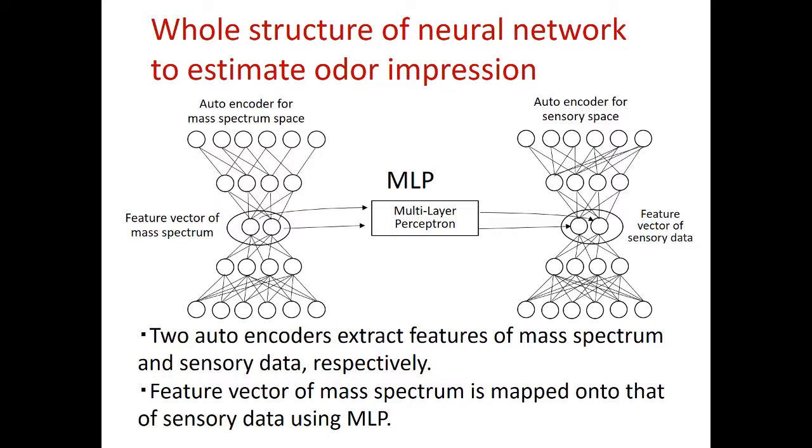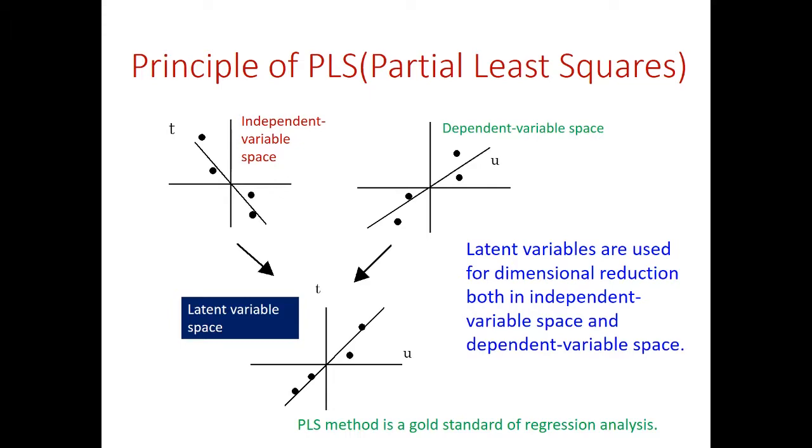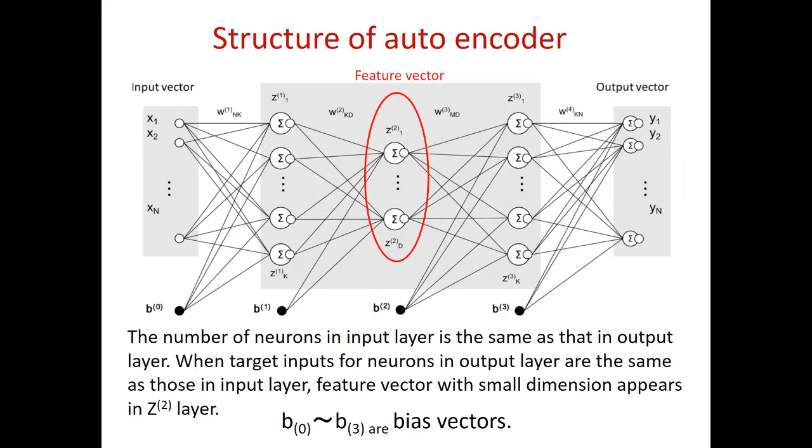This multi-layer perceptron is here, and it is used for mapping from the feature vector of mass spectrum onto the feature vector of sensory data. So the first step, two autoencoders extract the feature vectors of mass spectrum data and sensory data. The feature vector of mass spectrum is then mapped onto the sensory data using the multi-layer perceptron. This works similar to PLS, but PLS is a linear technique, while this technique is non-linear.